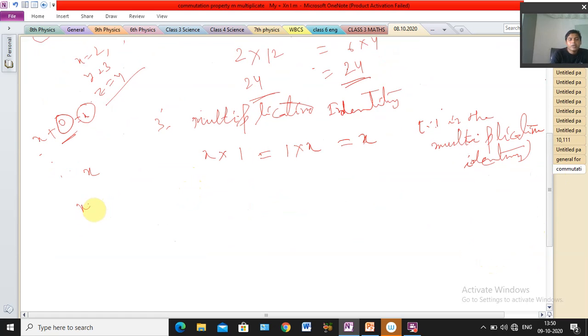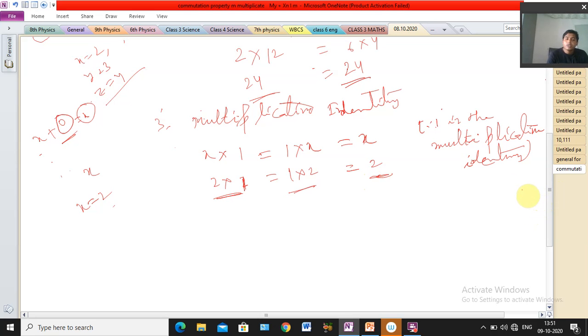Suppose we take the value of x equal to 2 and put it here. 2 into 1 equal to 1 into 2 equal to 2. 2 into 1 means 2 only. 1 into 2 means 2 only. That means our property is satisfying. Clear? That means the multiplicative identity is satisfied. So that's why we can say that 1 is the multiplicative identity.